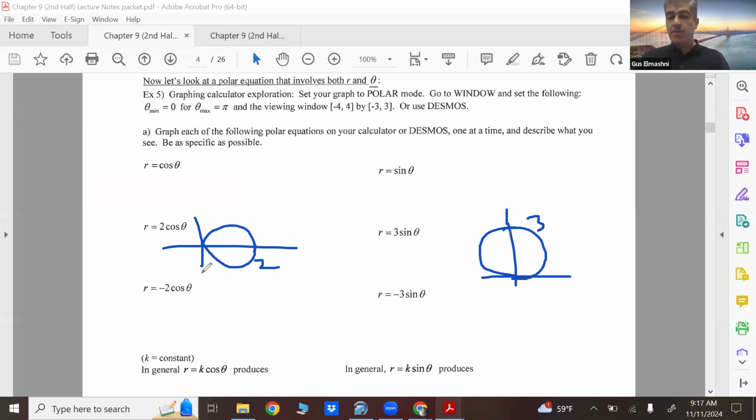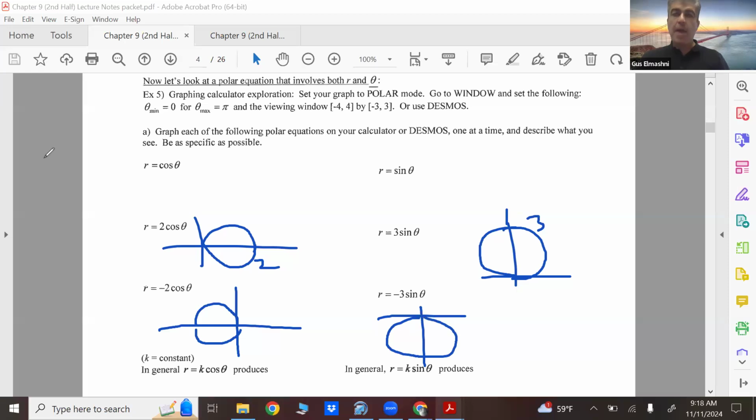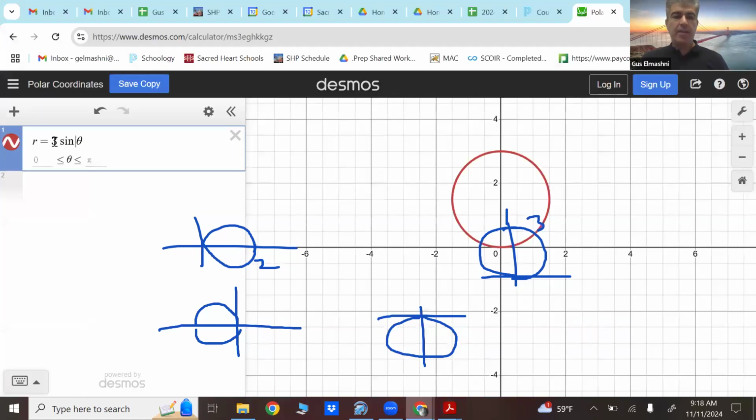Now it's -2 cos theta. Yeah, it should be reflected. So we see patterns, just like we did for parametric equations, right? If I make that a negative, see, it flips, right? Or if I do -2, it flips, right? Very simple.